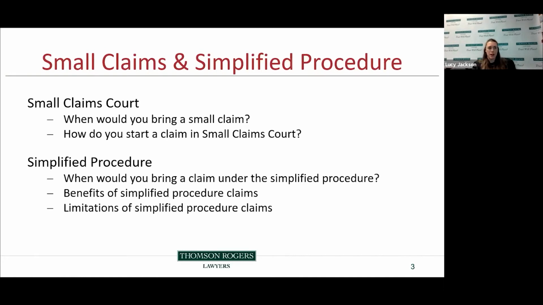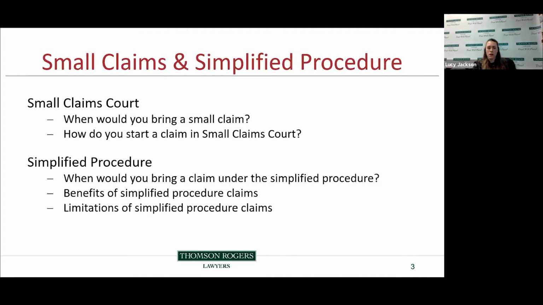Another limitation is cost. There's a cost award cap, so you can't recover more than $50,000, even if your costs are more than that. And there's also a cap on the disbursements that you can spend or recover of $25,000. So that's a very bird's eye view of these legal processes.